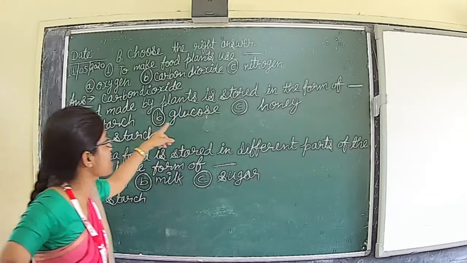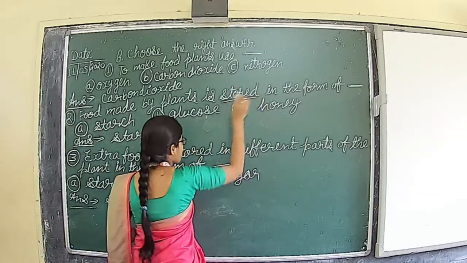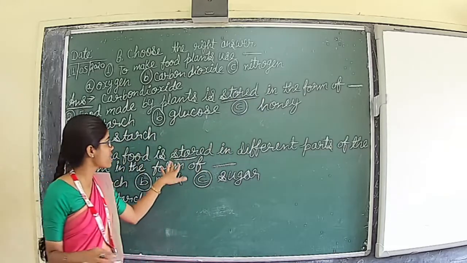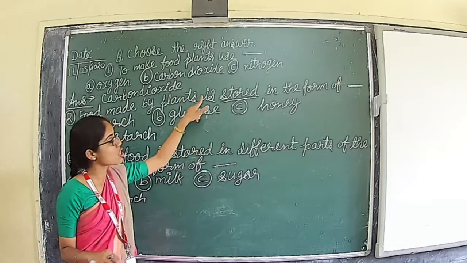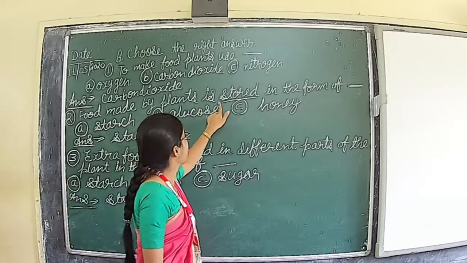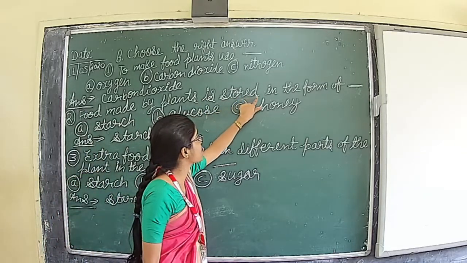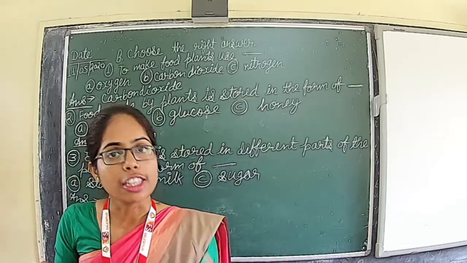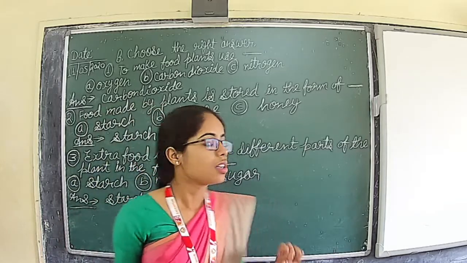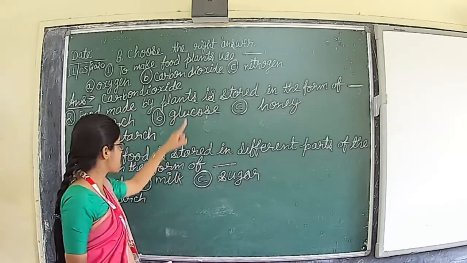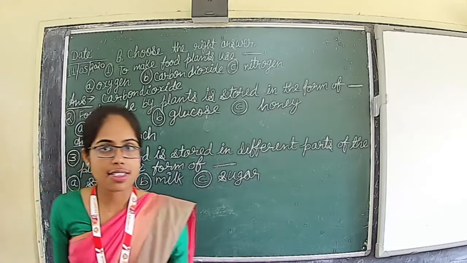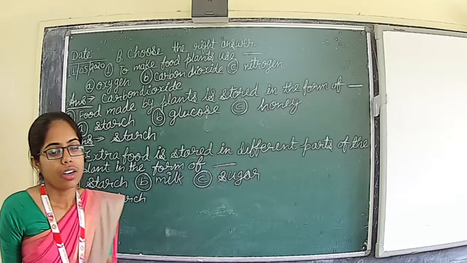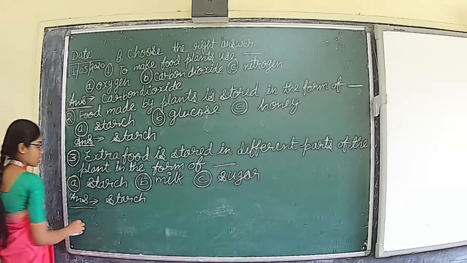But here again it is asked, see here, both words are same, stored and stored. It is extra food, then in the form of starch. But again, this is also about the storage of food only. That's why we will write the same answer, starch itself. If it is about the use of food, then we will write glucose. But it is also about storage and this is also about storage. So our answer will be same. What will be the answer? Starch. Now next question. Question number 4.